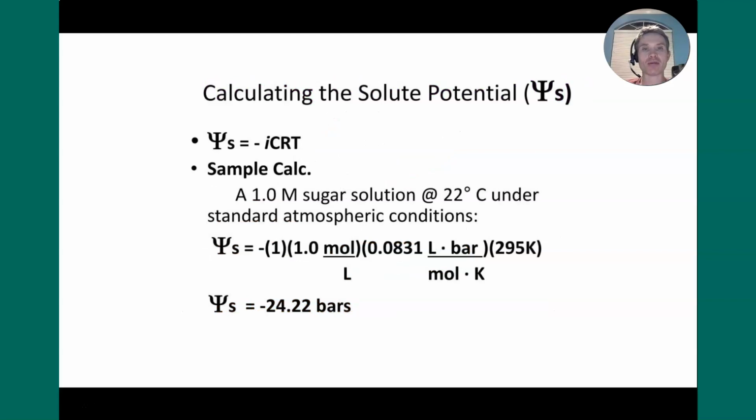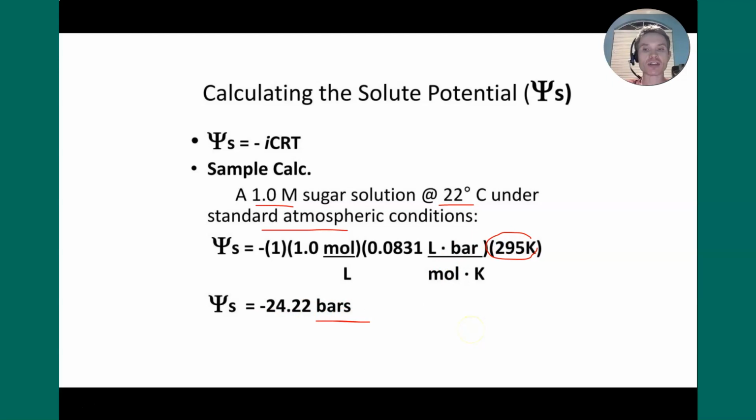So here's an example of how you would calculate the solute potential. Here's our formula, negative iCRT. In this example, we have 1 mole of sugar at 22 degrees Celsius at standard atmospheric conditions. Sugar has an ionic value of 1. Our molarity is 1. Our R constant is 0.083. And our temperature is 22 degrees Celsius plus 273, which gives us a value of 295 Kelvin. Plug that into the calculator, and you end up with a value of negative 24.22, and our unit is bars.